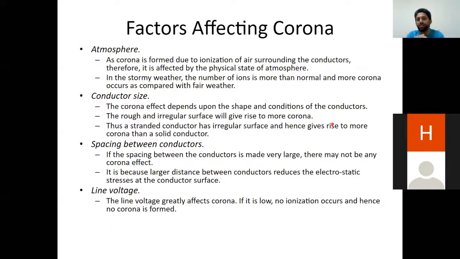Now, what are the factors affecting corona? As I told you, the first thing is atmosphere, because critical disruptive voltage depends on the atmospheric condition, because air has to ionize. So the ionization of corona depends on the atmosphere. That is, if it is stormy weather, the number of ions will be more than normal, and therefore more corona will be produced. Another important term is conductor size. Corona depends on the shape and condition of conductors. A rough and irregular surface will give rise to more corona.